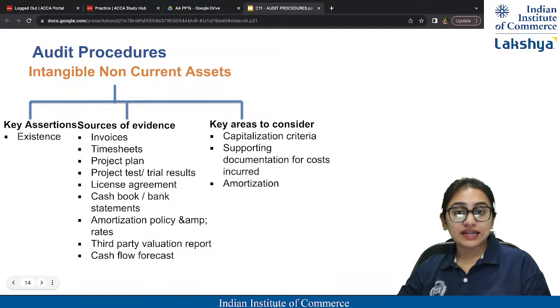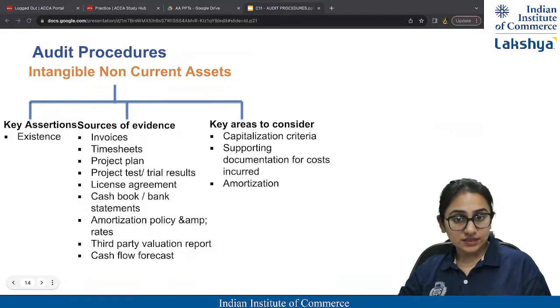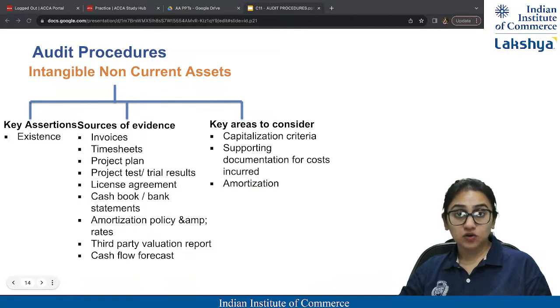Audit procedures on intangible non-current assets. What are intangible non-current assets? Intangible non-current assets are something that you cannot see, but they have immense value. For example, license. Yes, we have patents, we have copyrights, and we have trademarks. You cannot see a patent, you cannot see a copyright, you cannot see a trademark, right? But it has immense value. So intangible asset is something which you cannot see, but it has value.